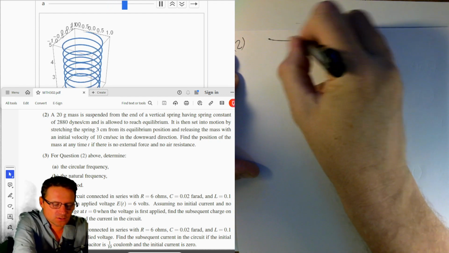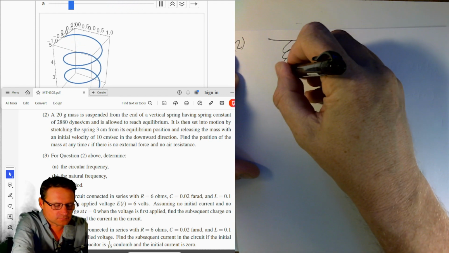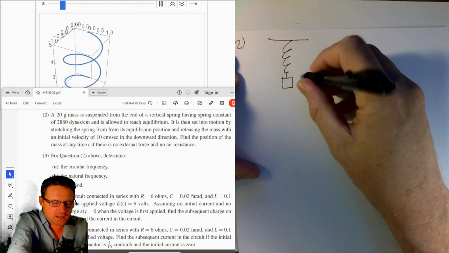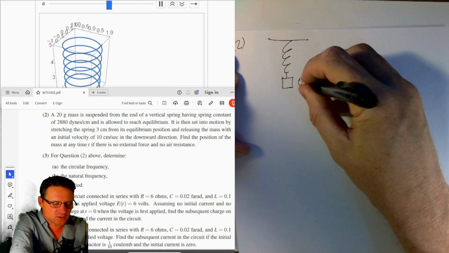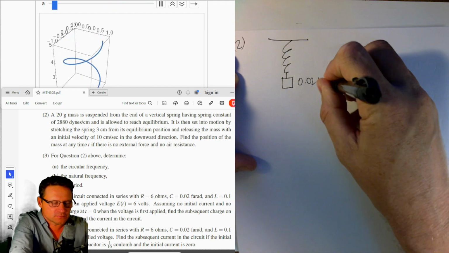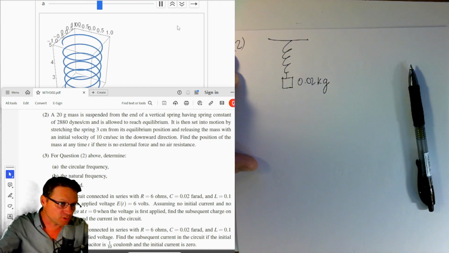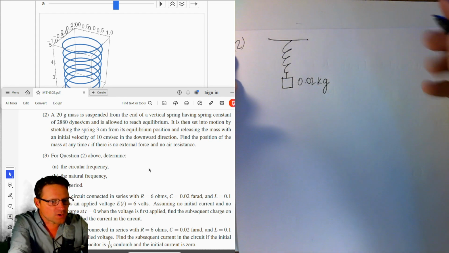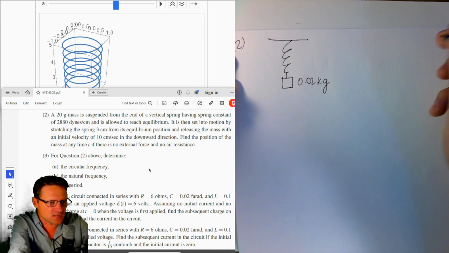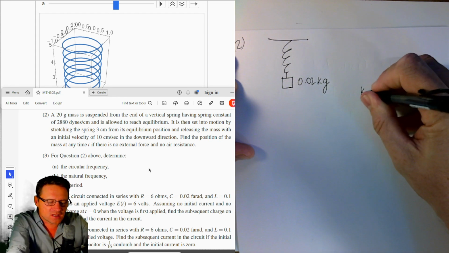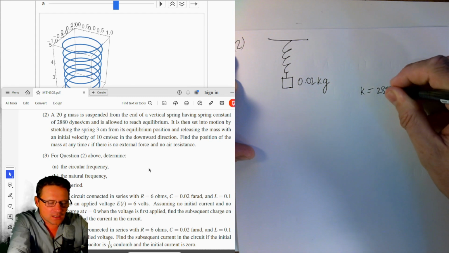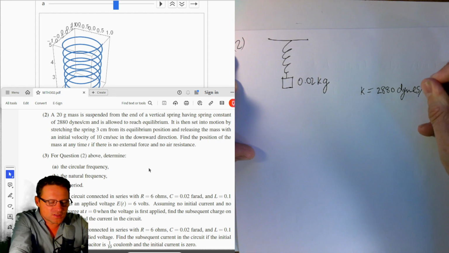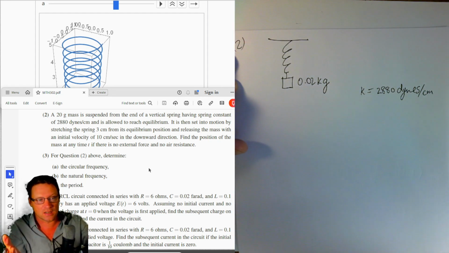Okay, question 2. So in question 2, let's draw a ceiling and a spring suspended from that ceiling. And the mass of this spring is 0.02 kilograms. Okay, so let's pause my animation there of a spring compressing. Now we're given the spring constant in dynes per centimeter. So K is equal to 2880 dynes per centimeter. But you might be wondering, what is a dyne?